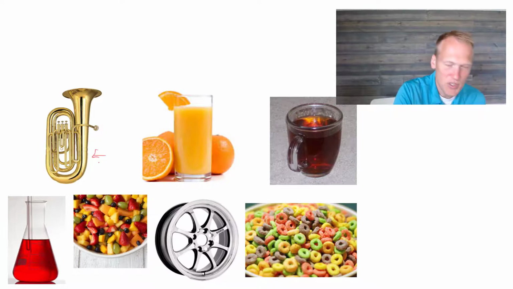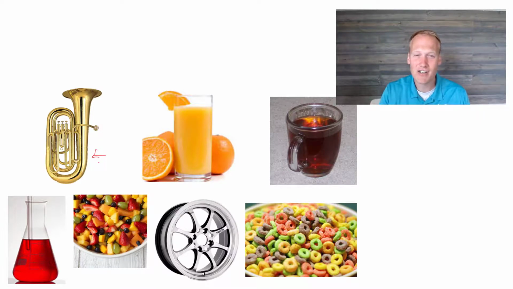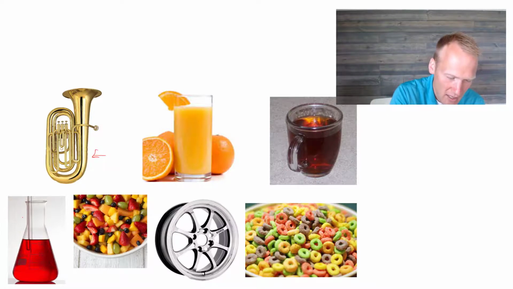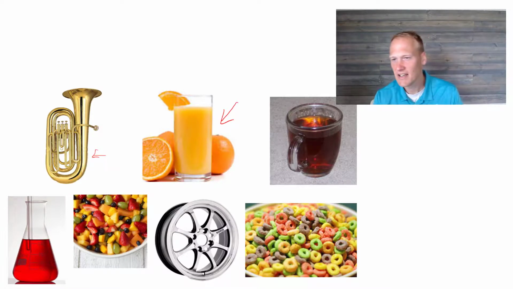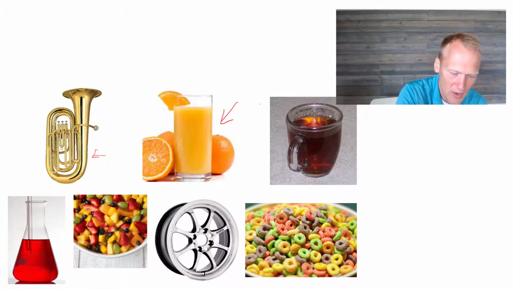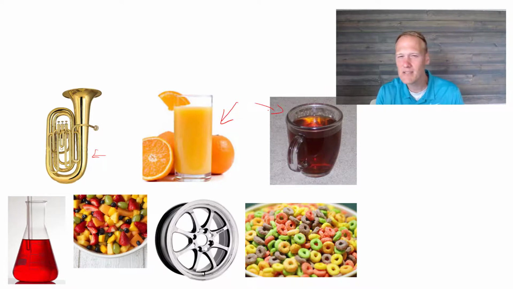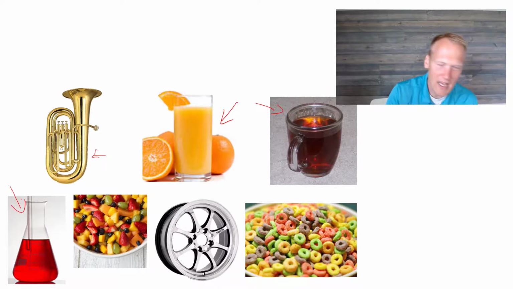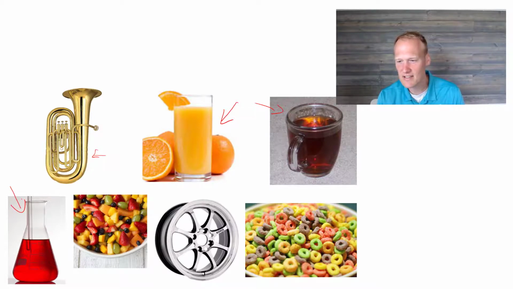We've got brass, which is a metal solution. It's homogeneous. It is therefore a mixture. We have pulp in orange juice, which would be heterogeneous, because the pulp would settle out over time. That's a suspension. We have tea, which has really, really small particles, which would be a solution, just like this red liquid down here that would be identified as a solution.